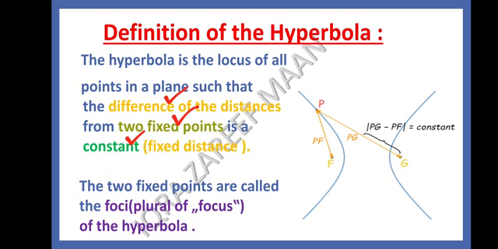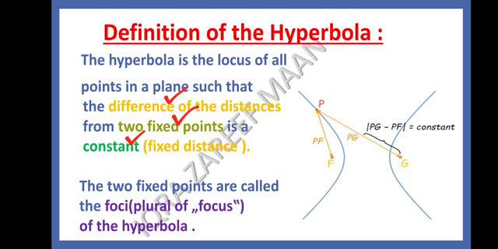As in the case of ellipse, we see that the sum of the distances from two fixed points is a constant fixed distance. But in the case of hyperbola, the difference of the distances from two fixed points is a constant fixed distance. The two fixed points are called the foci, the plural of focus, of the hyperbola.